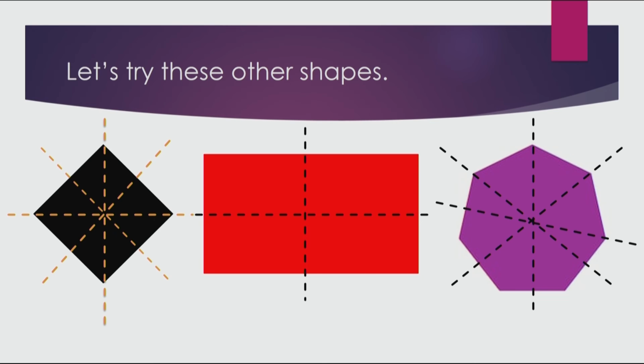If you have a regular octagon, how many sides has an octagon? 8 sides. Think of an octopus having 8 legs, octagon, 8 sides. So 8 equal sides means 8 lines of symmetry. Very good.